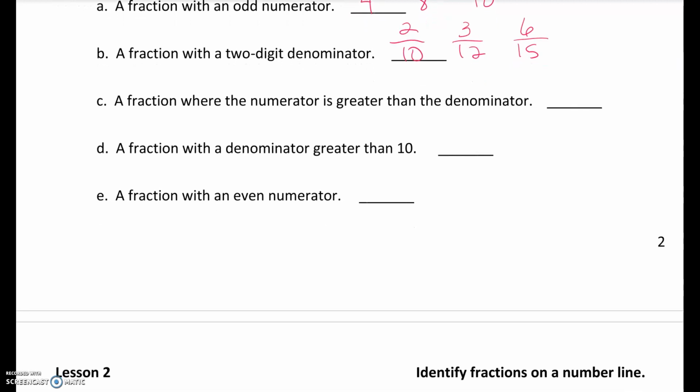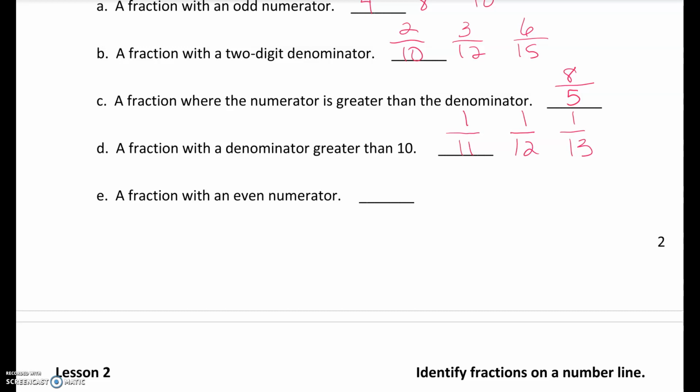A fraction where the numerator is greater than the denominator. Well, this can be any type of fraction as long as we're saying the numerator is greater. So if I have 8 on the top, I have to have something lower than 8 on the bottom. A fraction with a denominator greater than 10. Well, remember the denominator is the bottom number. So anything greater than 10. So it could be 11, it could be 12, it could be 13, and so on. And to make a fraction, we must have a numerator. I'll just make those all ones.